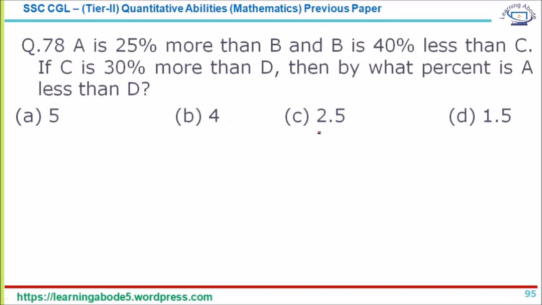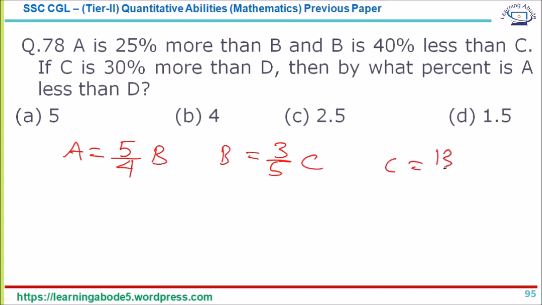Question number 78. A is 25% more than B. B is 40% less than C. C is 30% more than D. By what percent is A less than D? We can write A as 25% more, which is 1.25 or 5/4 of B. Now B is 40% less, so that means 60%, which you can write as 3/5 of C. Now C is 30% more, which you can write as 1.3, or 13/10 of D.